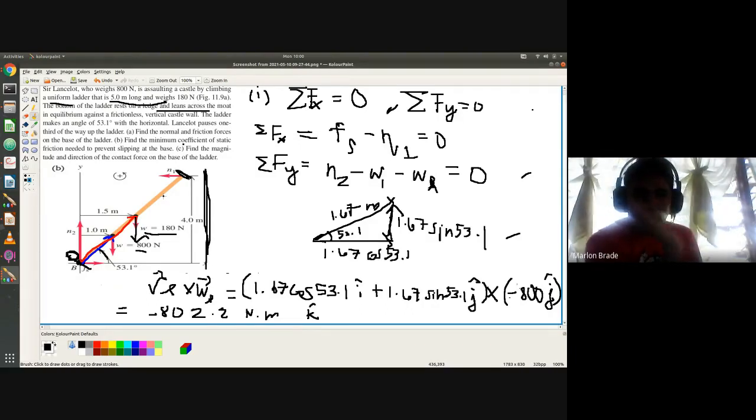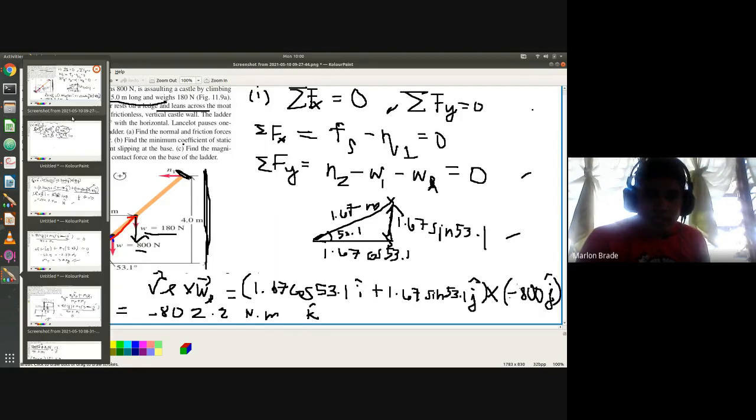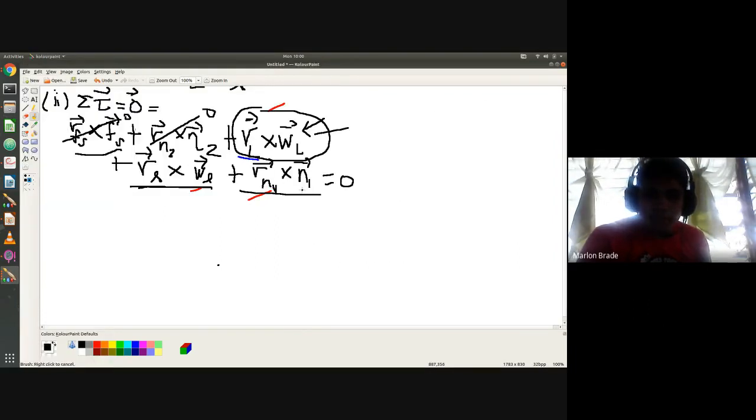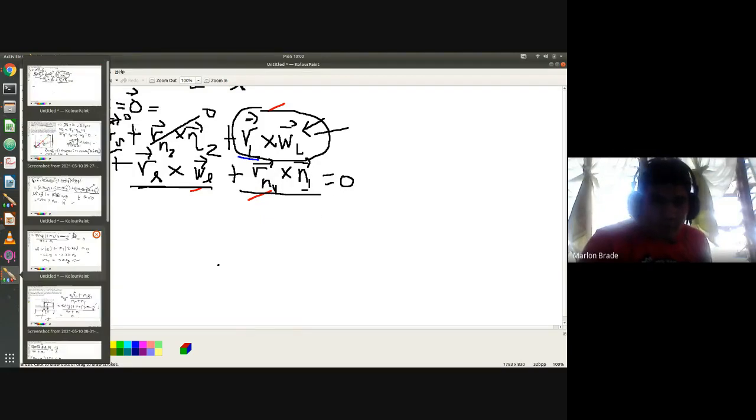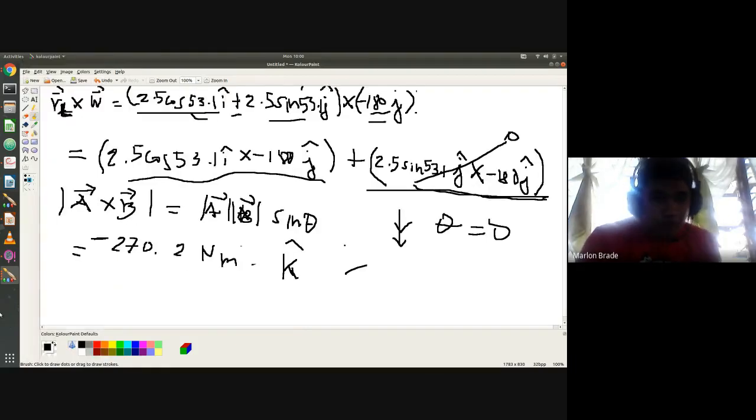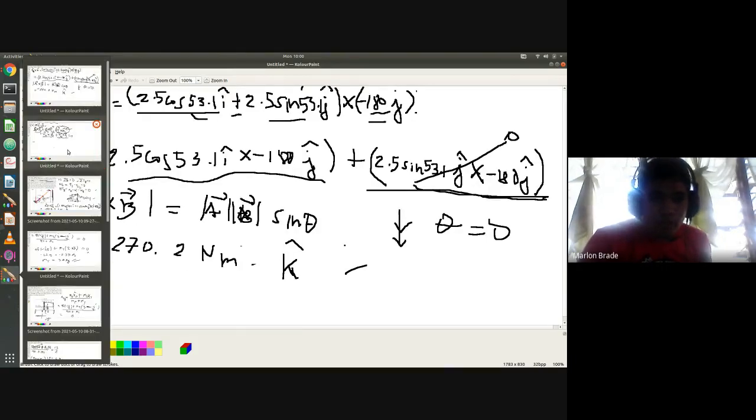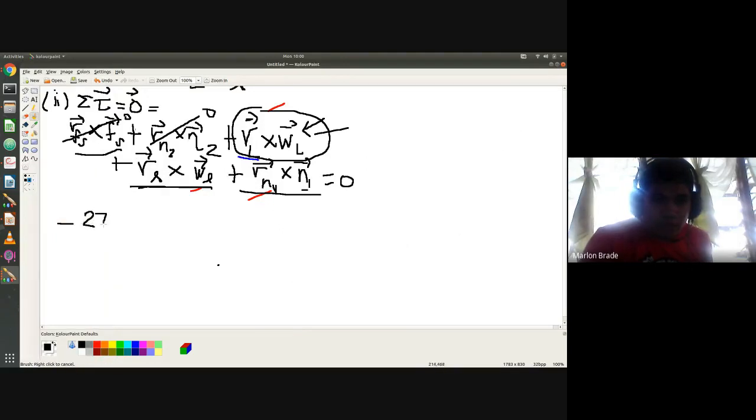So it can't be zero, right? Only its component along x is zero. Its y component is not zero, since we don't know N1. But N1 can still be solved, right? So N1 can be written as, first term, negative 270.2, negative 270.2.